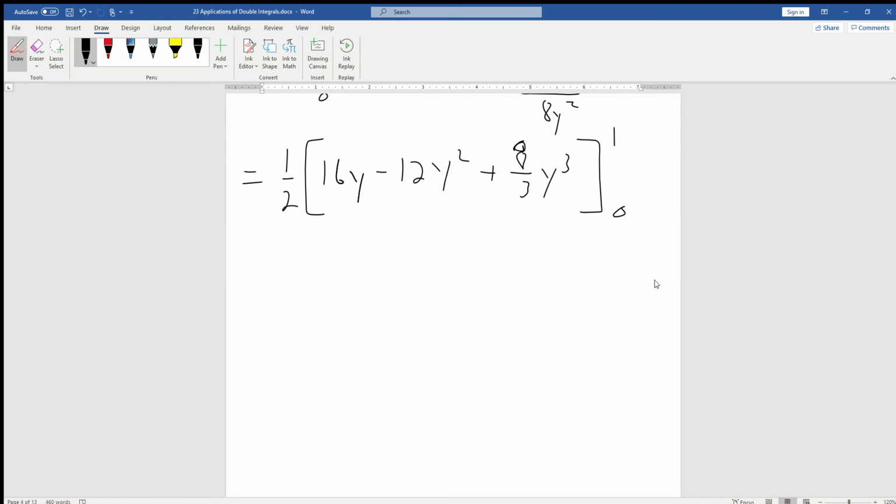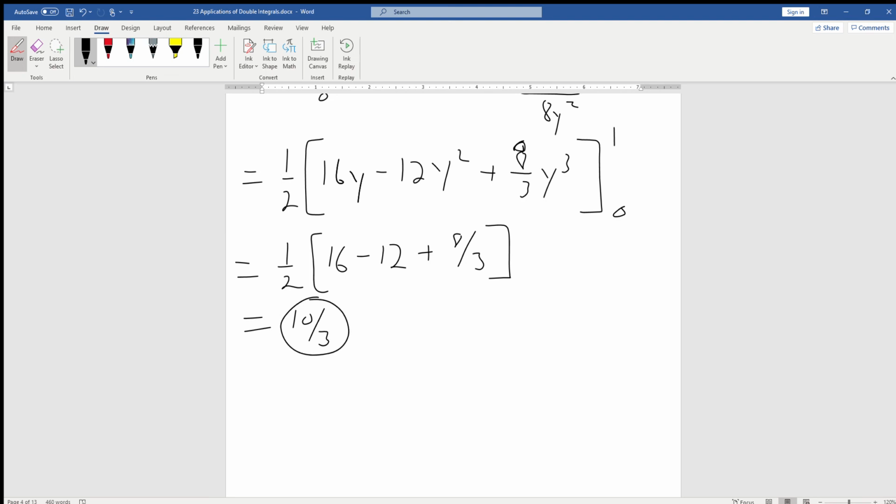When we compute, the 0 is going to go away. When we substitute 1 back in, everything's just going to become the coefficients. So we're going to get 1/2 of (16 minus 12 plus 8/3). And I'm going to throw that into my calculator just to make it easy on myself. And I get 10/3 for the mass.